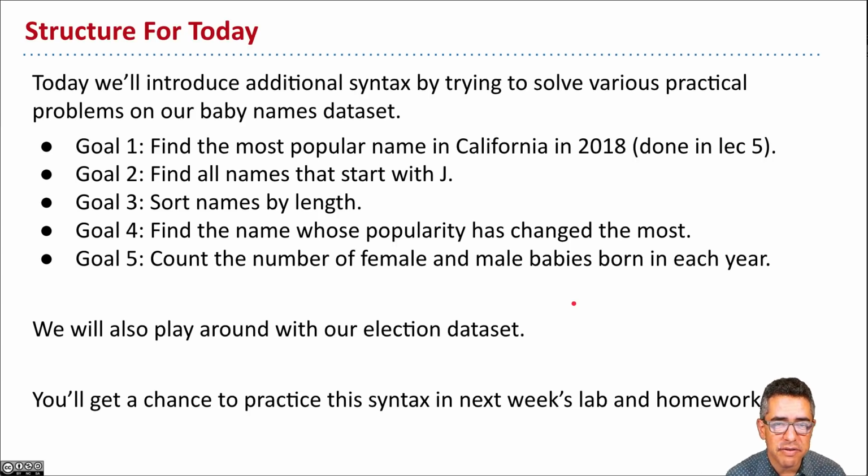We started on this last time, but we're going to revisit that data set: the data set of baby names provided by the Social Security Administration. We're going to try to answer a few questions, such as what is the most popular name in California in 2018? We already did that, but we'll refresh that quickly. Find, for example, all the names that start with J, sort names by length, and find which name's popularity has changed the most. That'll force us to make that question more precise.